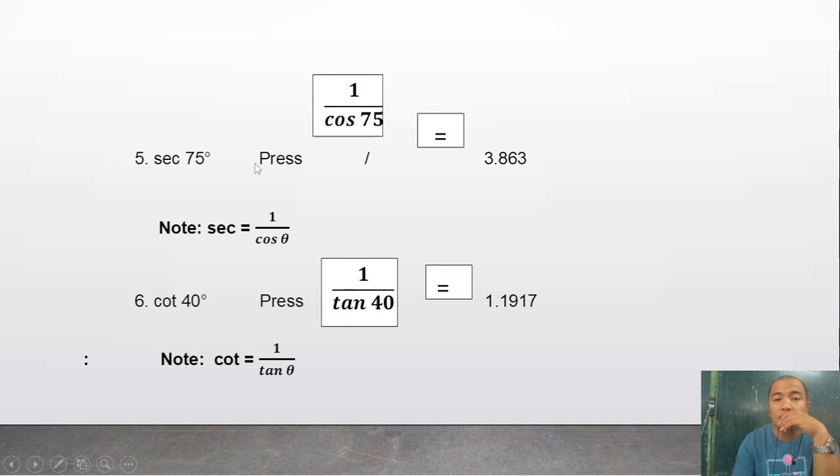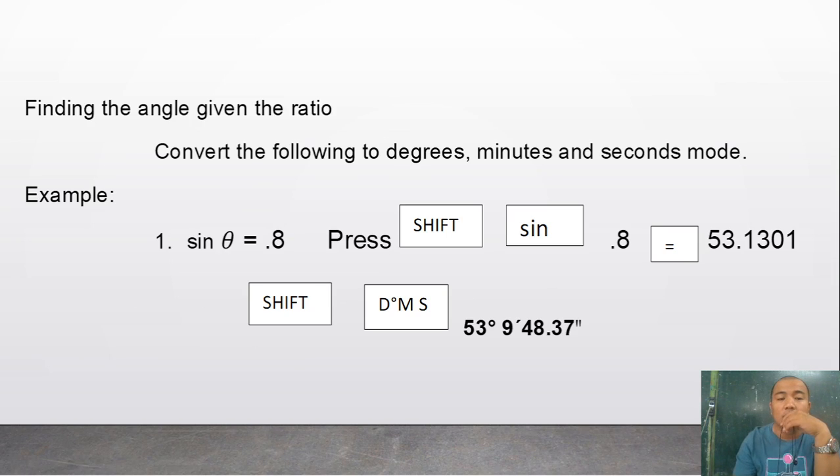Now secant 75 degrees. There's no secant in your scientific calculator, but secant is the reciprocal of cosine. So all you have to do is divide 1 by cosine 75 degrees, which equals 3.863. About cotangent 40 degrees, there's no cotangent in your scientific calculator, but we know that cotangent is the reciprocal of tangent, so we just press 1 divided by tangent 40 is equal to 1.1917.